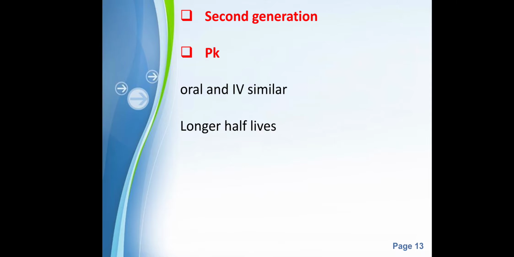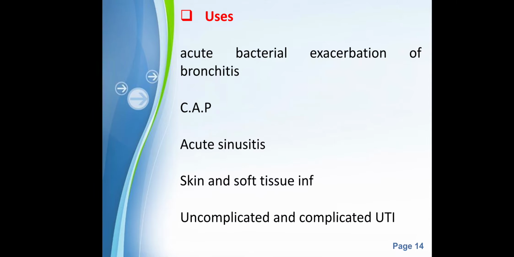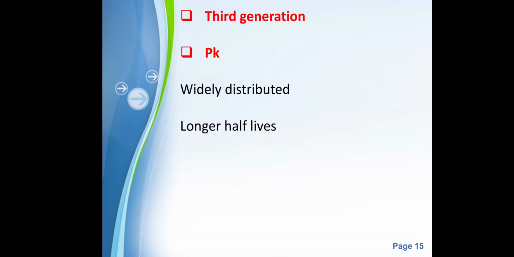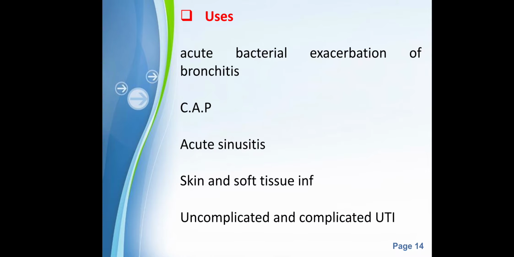So in this second generation you will see they are most used in infections like respiratory infections, acute exacerbation of bronchitis, community acquired pneumonia, sinusitis, right? So these are all the infections which are caused by gram positive cocci. That's why uses are like this. Again UTI is there. Okay, so that is second generation.